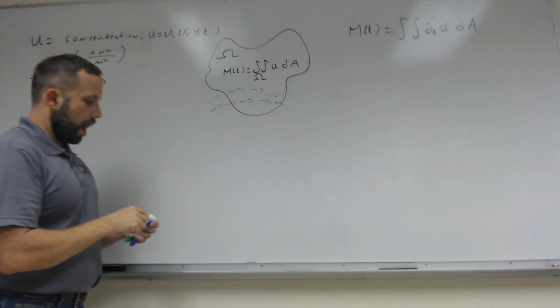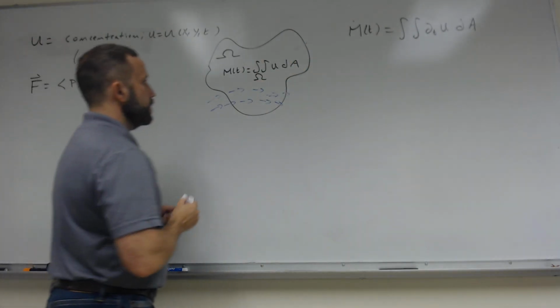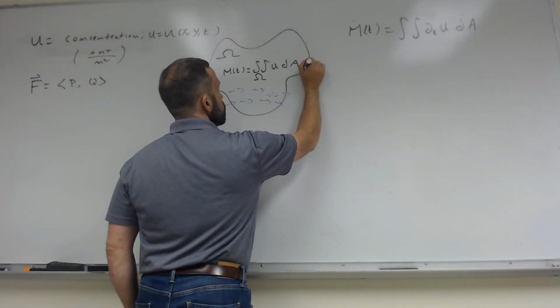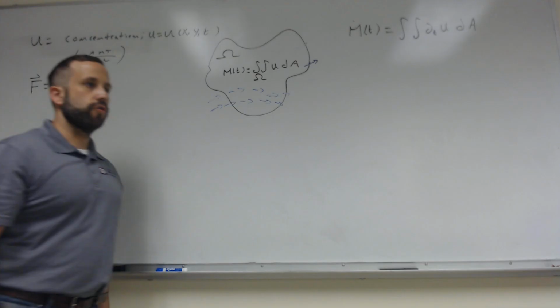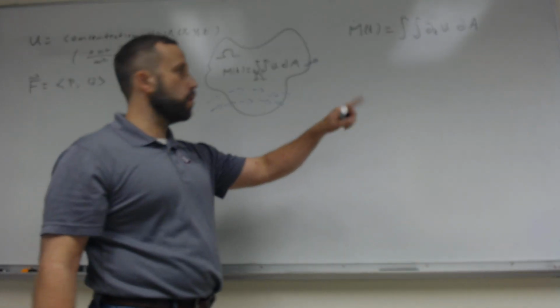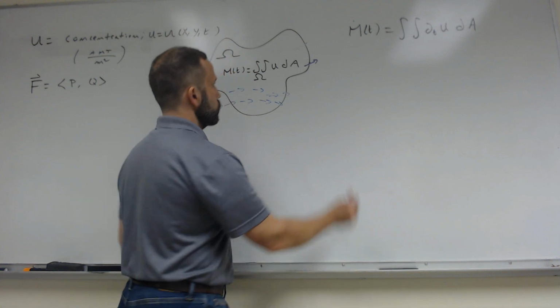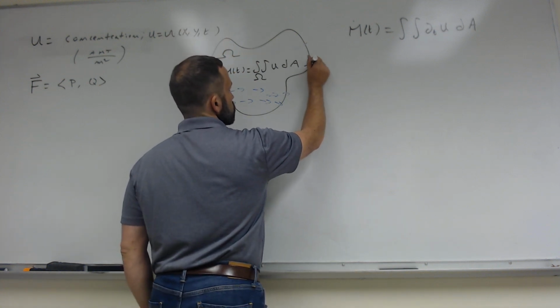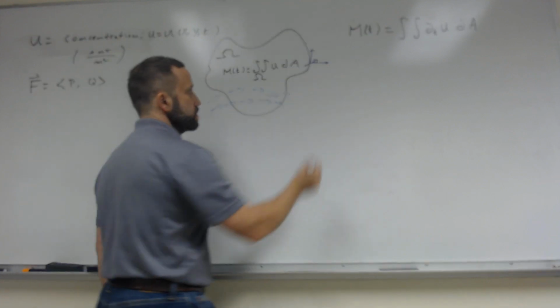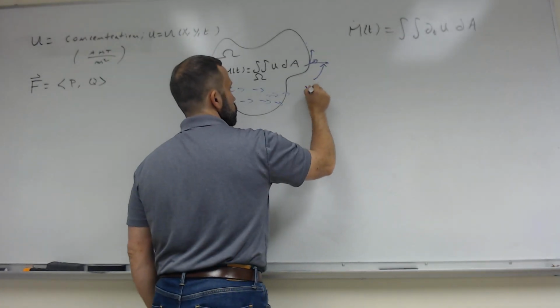Okay. At any rate, at any point, like let me look at this point right here. At any point, the flux going through that point has two components. It has a normal component and it has a tangential component. So the normal component, let's say, looks like this, and the tangential component is going to look like this. So this is the normal component.